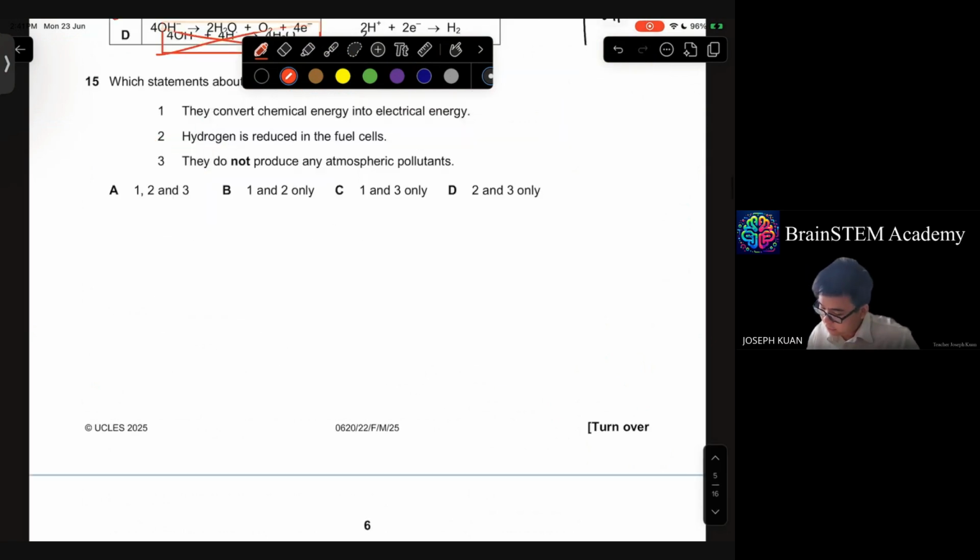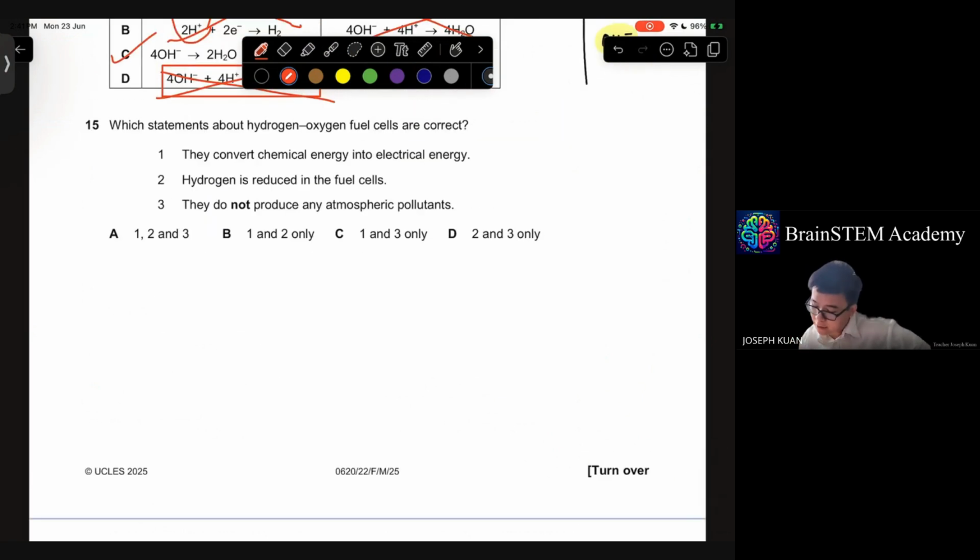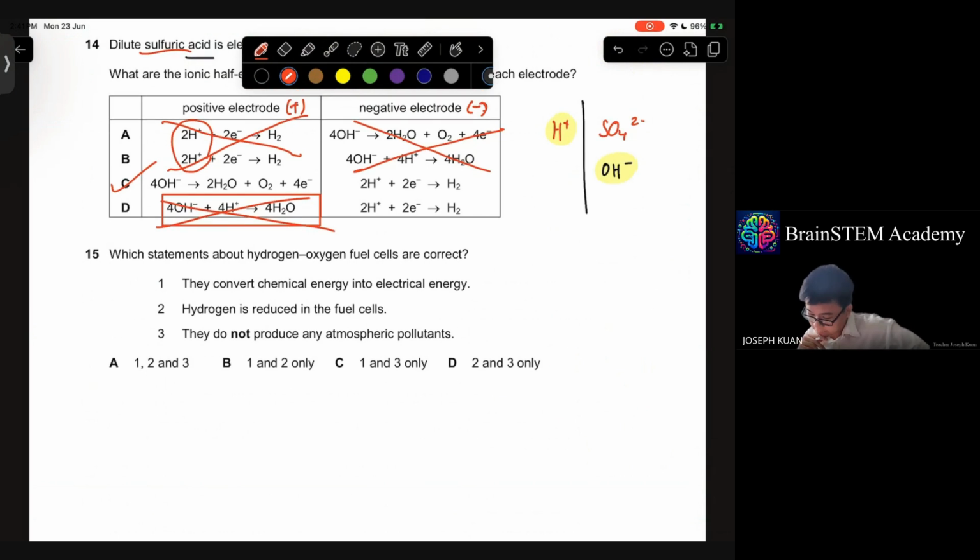Let's go to question 15. Which statements about hydrogen-oxygen fuel cells are correct? Now, hydrogen-oxygen fuel cells involve the usage of hydrogen and oxygen, and that is converted to water.